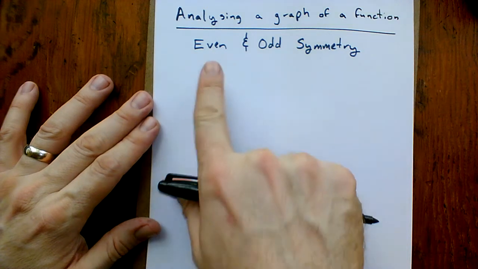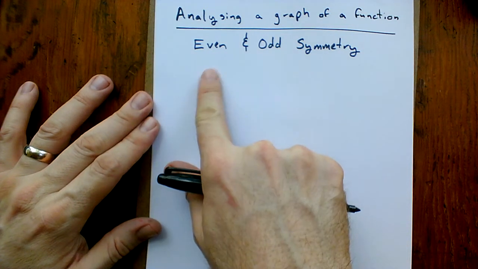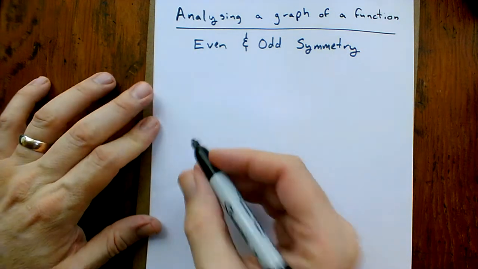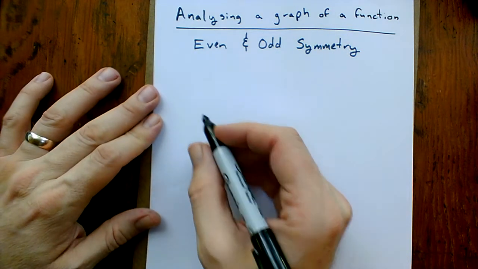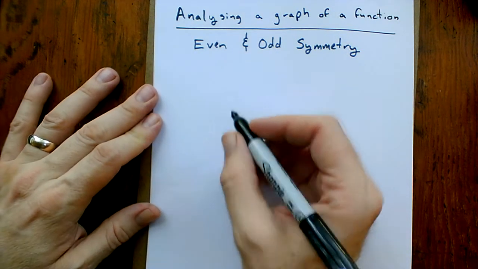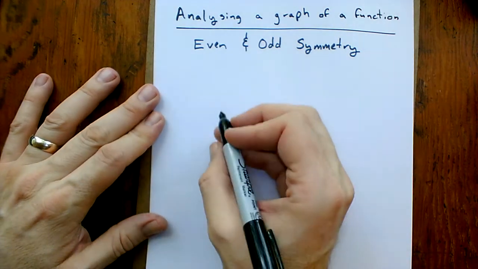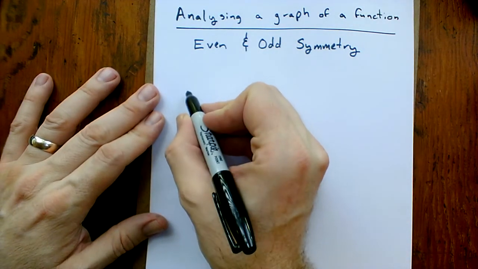So we've got two different types of symmetry. We've got even symmetry and odd symmetry. And we talk about something that's symmetric with respect to, we've got two different types of symmetry here, and we'll talk first about this even symmetry.